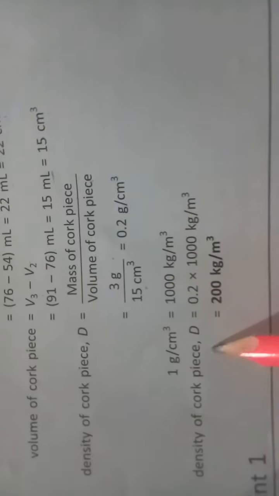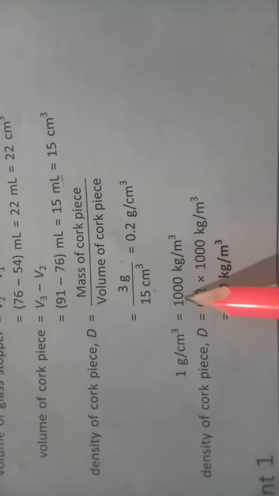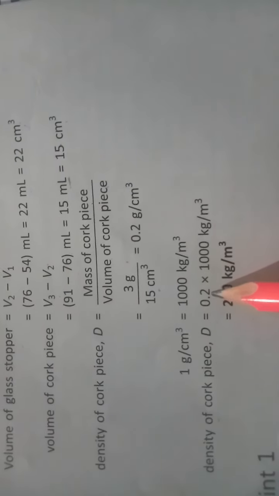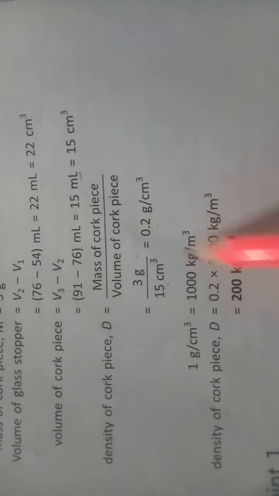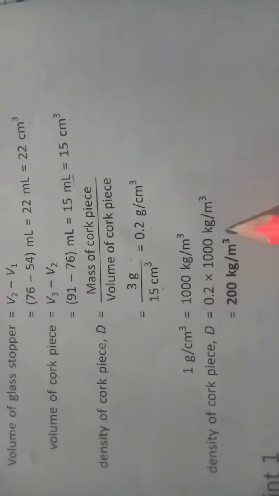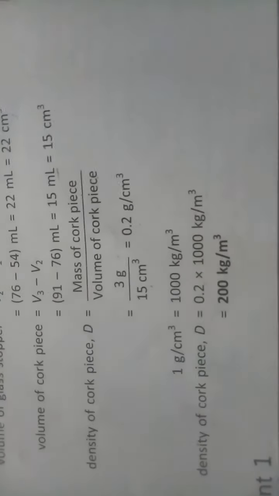Now the density of the cork piece equal to mass of the cork piece divided by volume of the cork piece. So mass of the cork piece is 3 gram and volume of cork piece is 15 centimeter cube. Our answer is 0.2 gram per centimeter cube. Again we know that 1 gram per centimeter cube equal to 1000 kilogram per meter cube. So density of the cork piece D equal to 0.2 multiply 1000 kilogram per meter cube, then we will get 200 kilogram per meter cube.